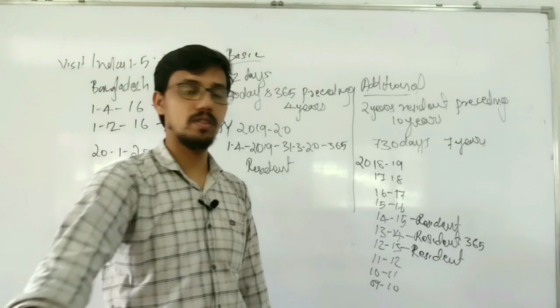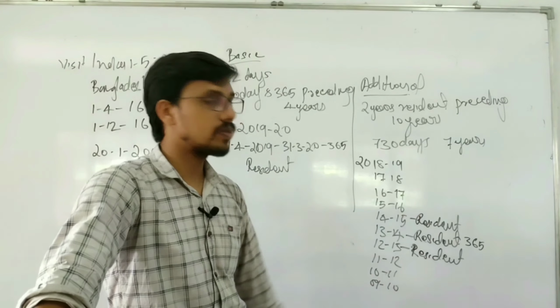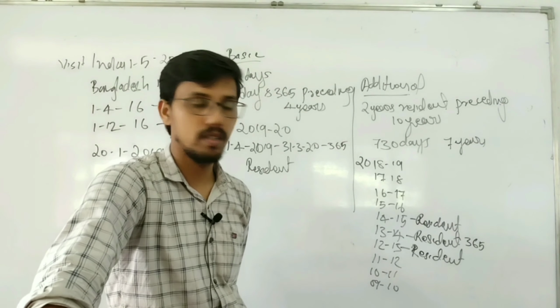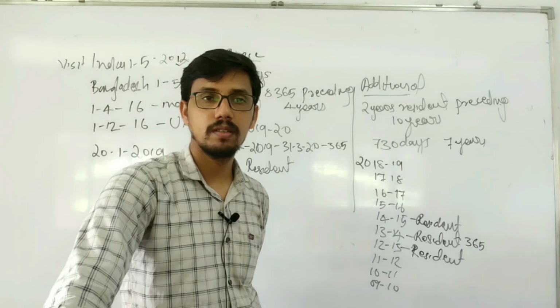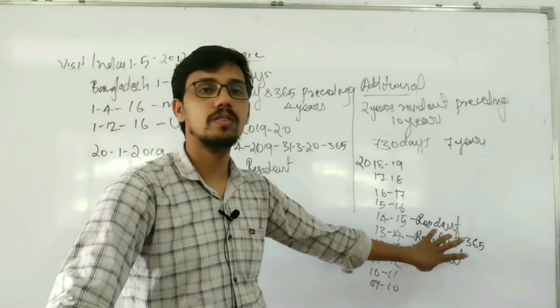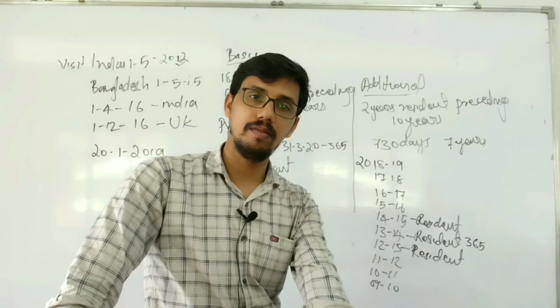He is a resident from 1st April to March. So he is a resident for more than 2 years, right? We can check this year. So he is a resident. He satisfied the first additional condition.